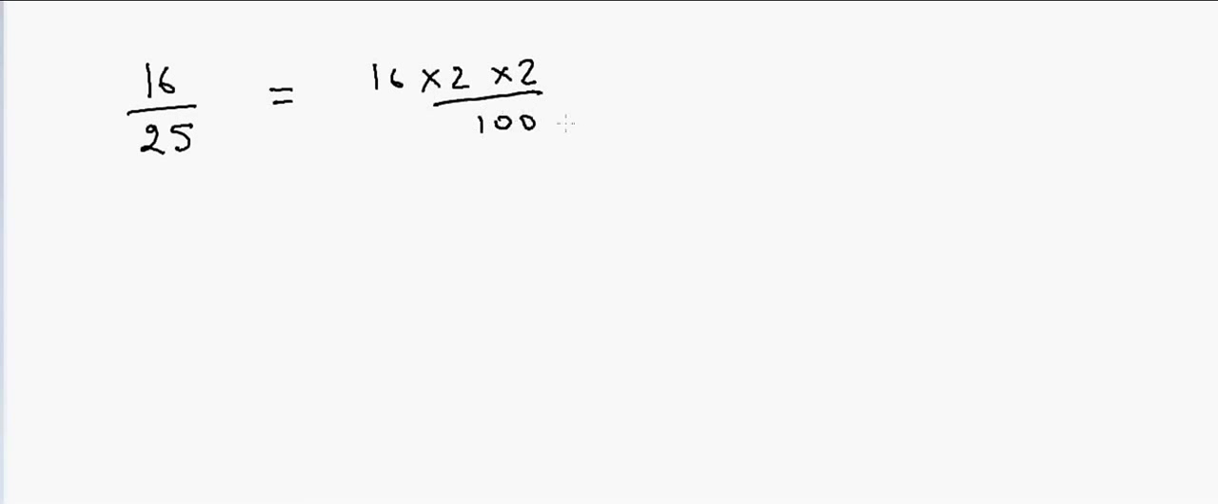Again, if I have to divide by 25, suppose I have 16 and want to divide by 25, how will I go about this? In that case, I can write it as 16 times 2 times 2 divided by 100. So the double of 16 is 32, and then the double of 32 is 64. So the answer is 0.64. Again, if I have 4 divided by 25, that will be 4 times double of 4 is 8, and double of 8 is 16, so 0.16.